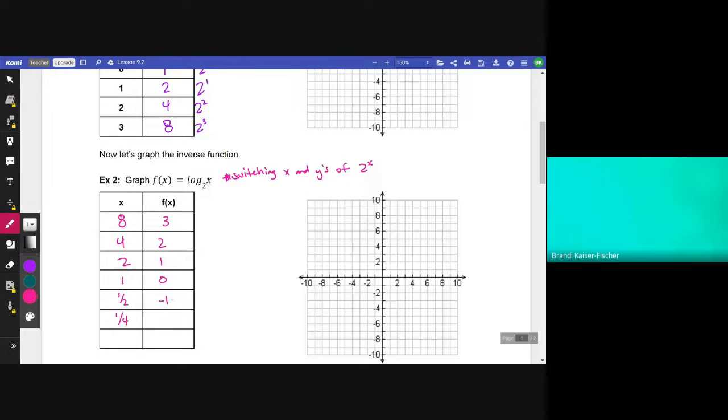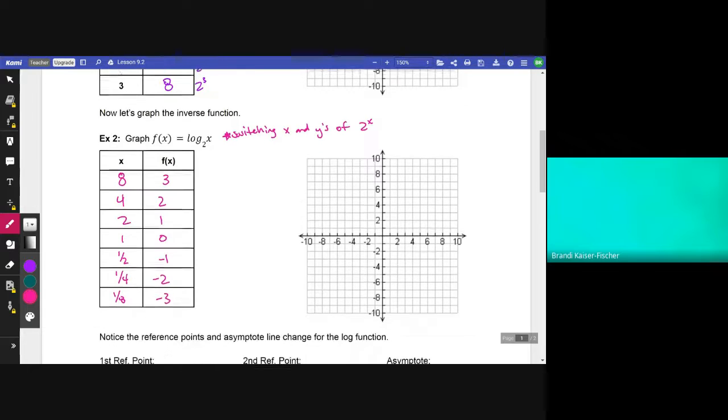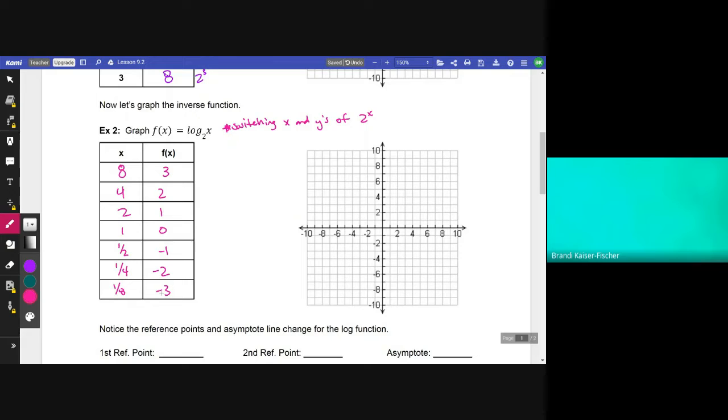1/4. Oh, sorry, negative 1. 1/4 and negative 2. And then 1/8 and negative 3. Now these are going to be my points on my log function. Okay, so I go to graph these. I have 8, 3 goes here, 4, 2 goes here, 2, 1 is here, 1, 0.